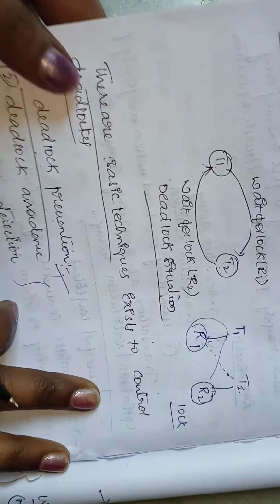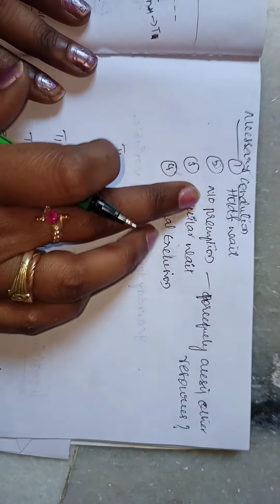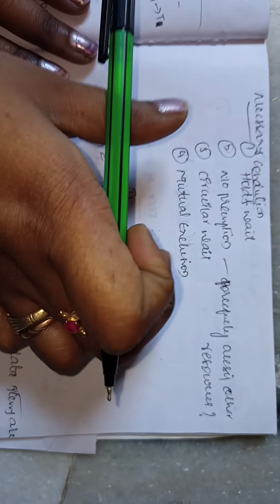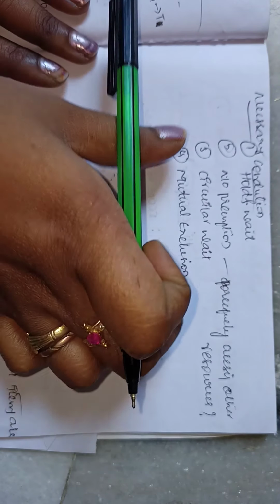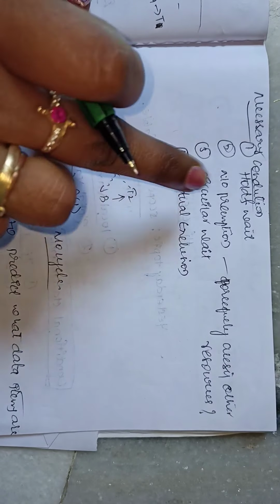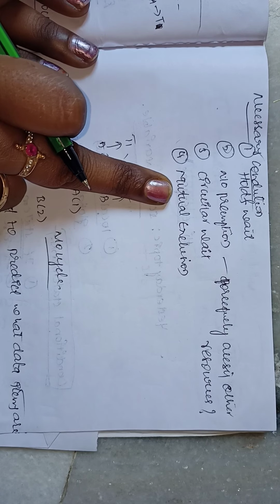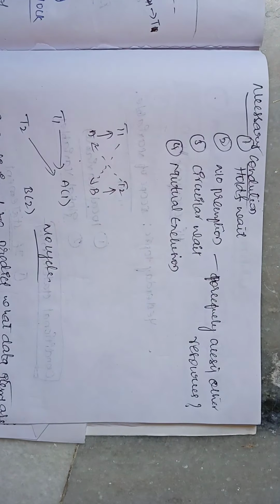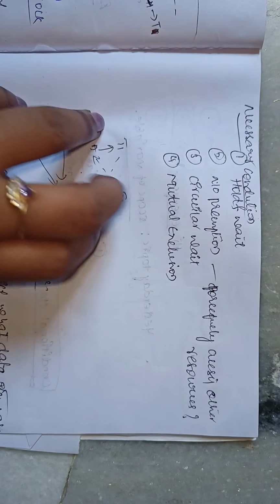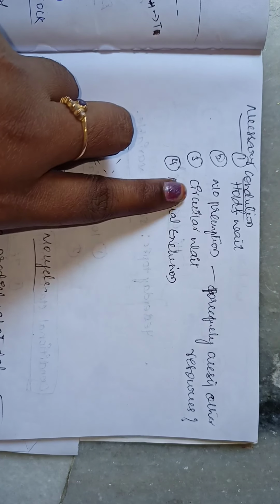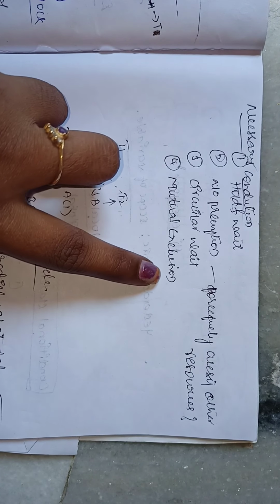There are four necessary conditions, or necessary situations, where deadlock is going to occur. Clearly, these are not techniques to overcome deadlock; these are the necessary conditions for how deadlock occurs. If these situations occur when you are doing transactions, you can easily find that deadlock is going to happen. They are hold and wait, no preemption, circular wait and mutual exclusion.